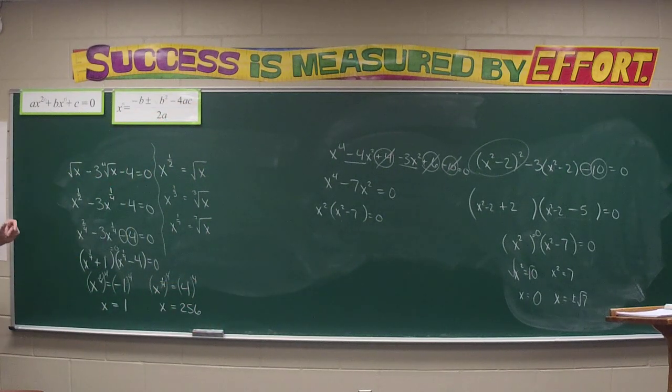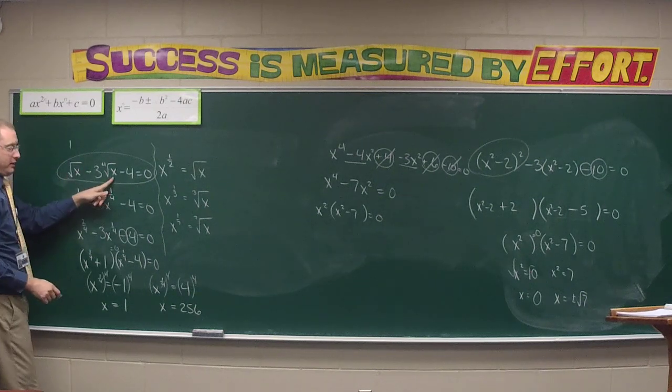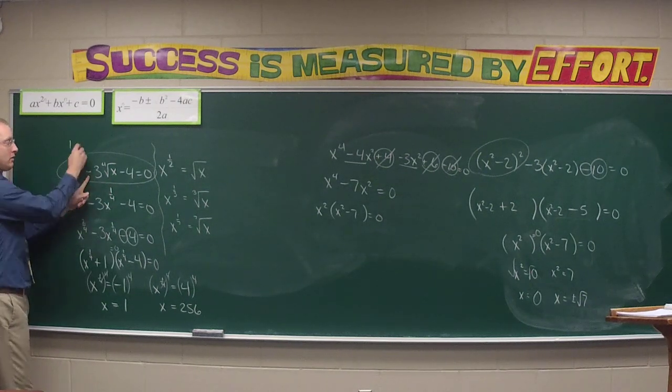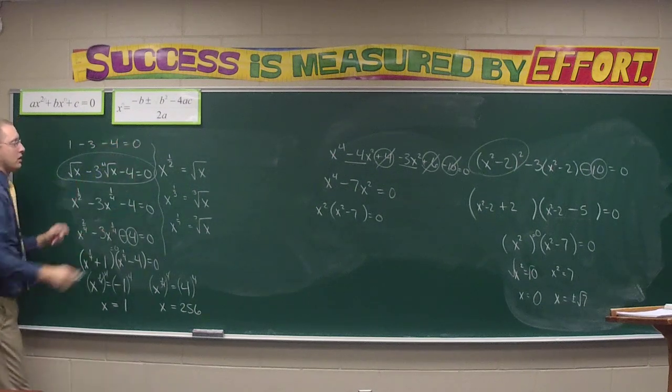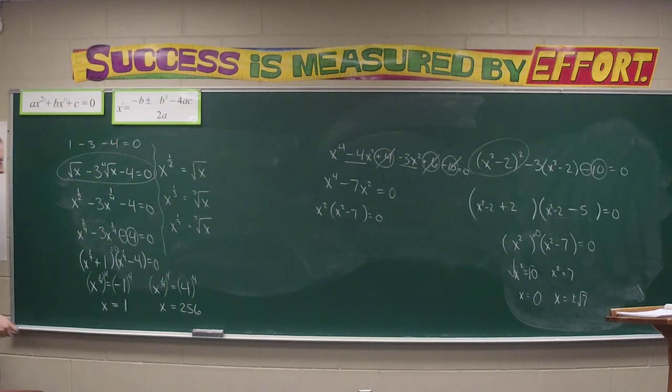But here's the deal. These are technically radicals, aren't they? I happened to write them with fractional exponents, but fractional exponents are radicals, which means it's a radical equation, which means I could have extraneous roots, which means I have to check. So let's go back to the original here. What's the square root of 1? 1. What's the fourth root of 1? 1 times negative 3. True or false? False.